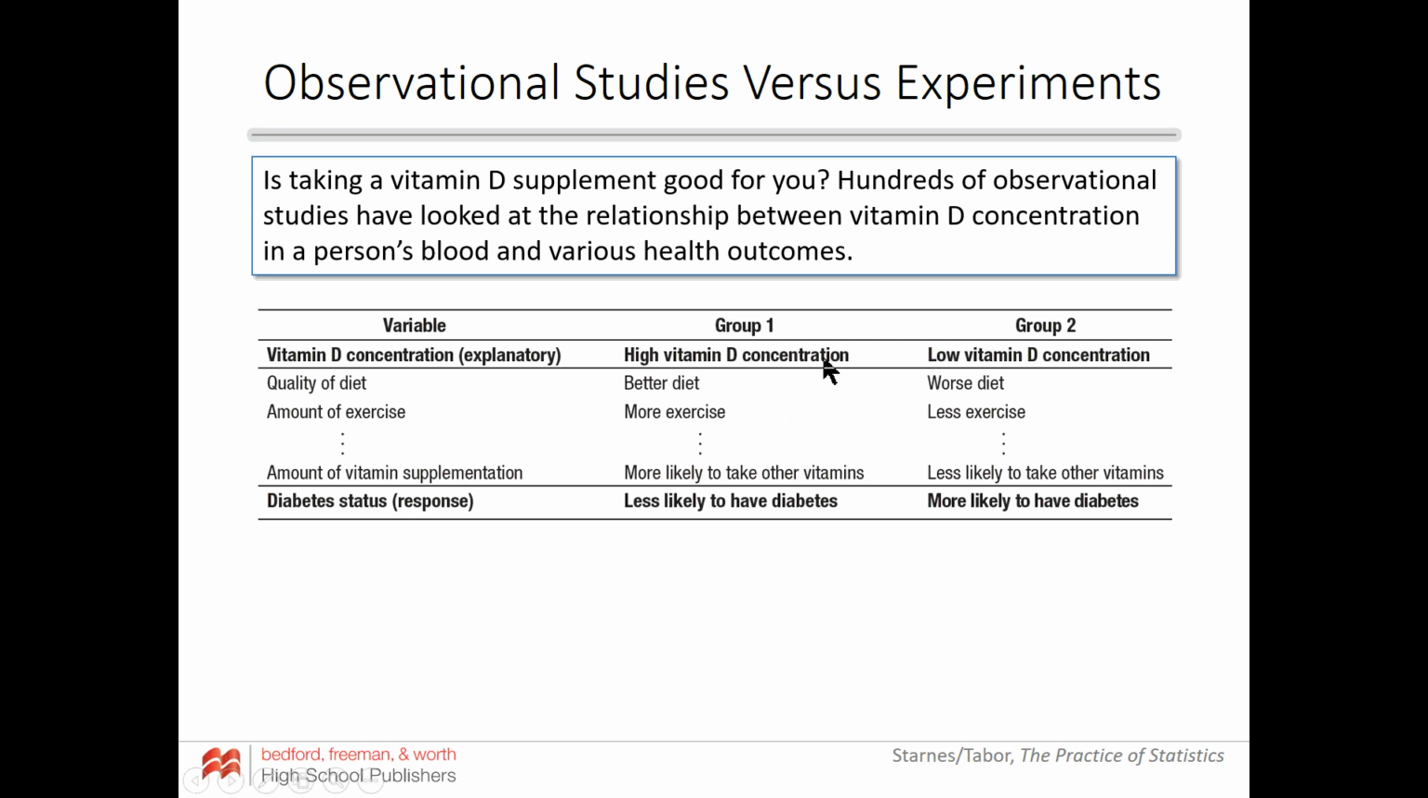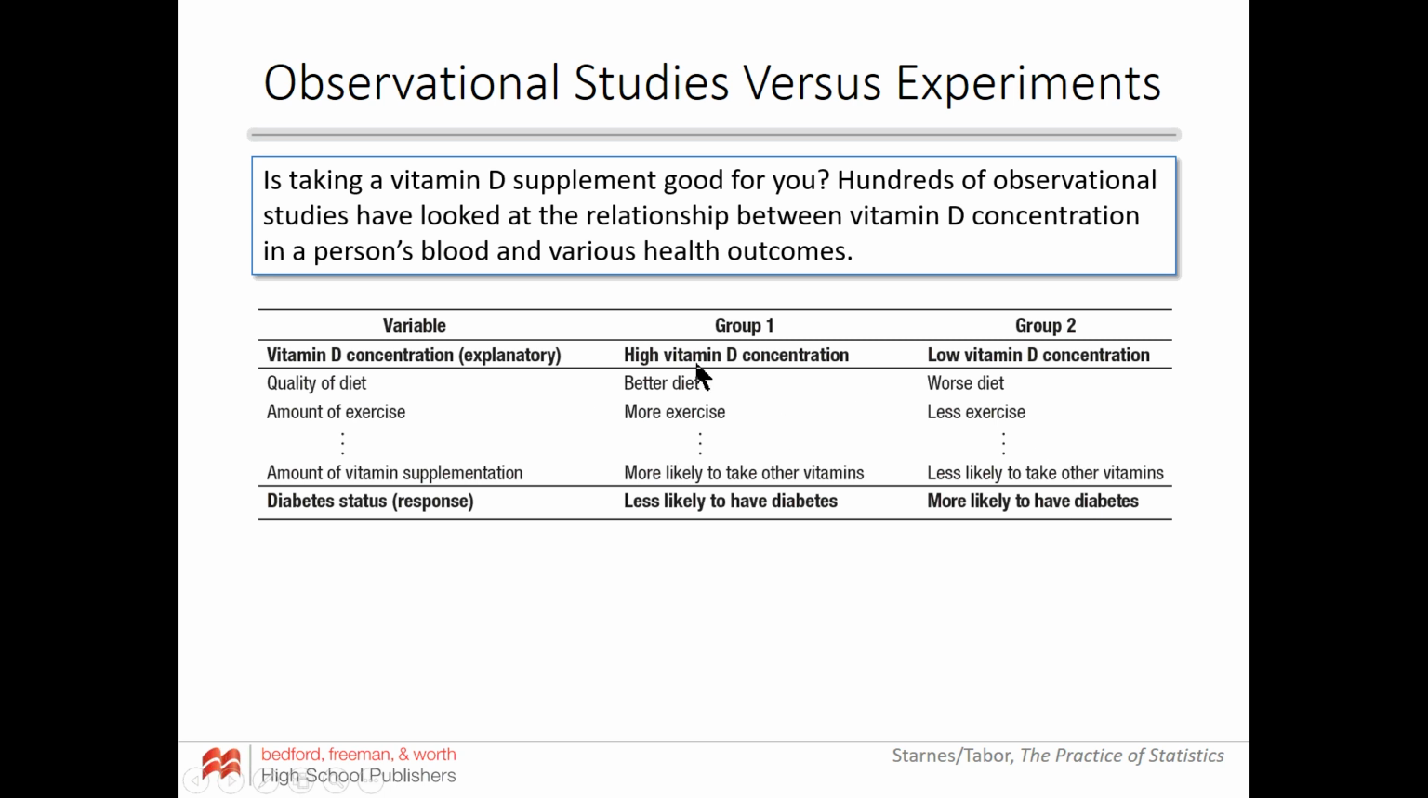If I'm just doing an observational study, I might look at people who have high amounts of vitamin D and people who have low amounts of vitamin D, and maybe I want my response variable to be how likely they are to have diabetes. That's the response variable I'm trying to measure. Well, there are other things that go along with predicting whether or not someone has diabetes: their diet, their exercise, whether they take other vitamins or supplements, genetic history, things like that, right?